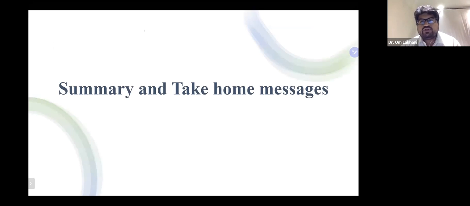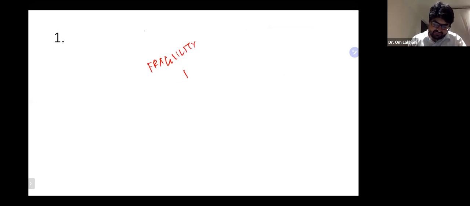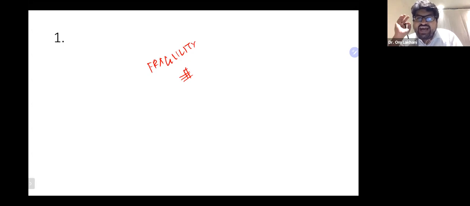Right? So I'll just summarize a few important points. First point, if the patient has fragility fracture, right? The patient has osteoporosis. So if you have fragility fracture, you have osteoporosis unless proven otherwise. So you don't need DEXA, you don't need any other test to prove it. Fragility fracture is diagnostic of osteoporosis. First thing.